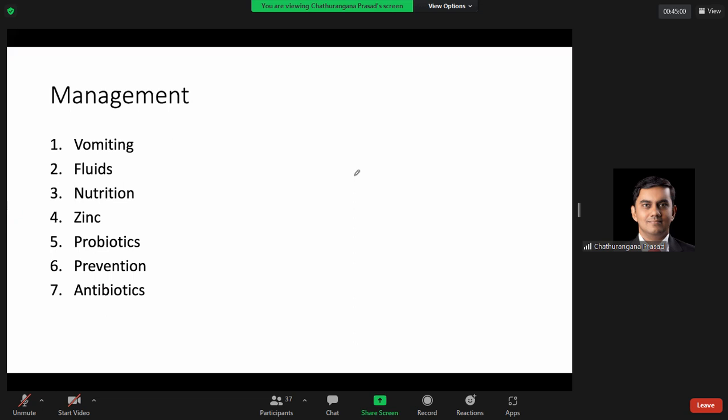So these are the 7 steps in management, which we will look at individually. We'll discuss how to manage vomiting. Then the second thing is the most important thing: in most cases, diarrhea management is fluid management, right? We'll look at the nutritional aspects, the place of zinc in diarrhea, and the place of probiotics. And we'll look at how to prevent diarrhea. And finally, which is not very important, we'll look at antibiotics. These are reserved for only blood mucus diarrheas of bacterial origin.